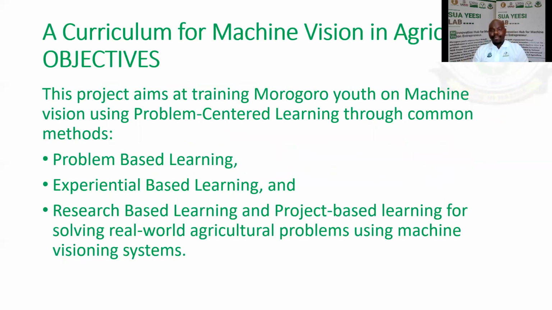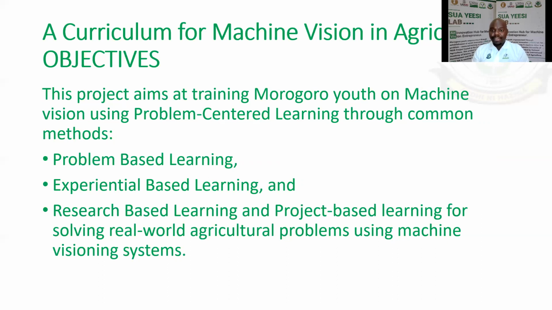Now, this curriculum for machine vision in agriculture is about training our youth on machine vision using problem-centered learning, like what I've explained, through common methods like problem-based learning, experimental-based learning, research-based learning and project-based learning, for solving real-world and cultural problems using machine vision systems.